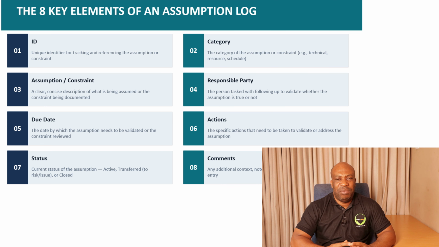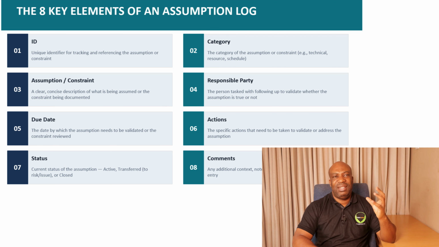Then, once you have assigned the responsible party, you are also supposed to put the due date. Let me share with you my experience in projects. If there's anything that has to be done in a project, you should always make sure that it has got a delivery or due date. The reason why you should have a due date is for you to be able to see whether you're on track or not on track.